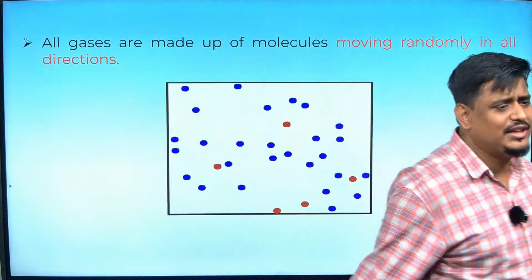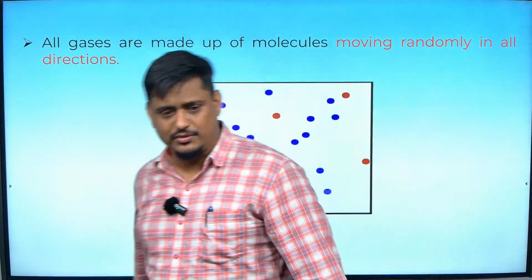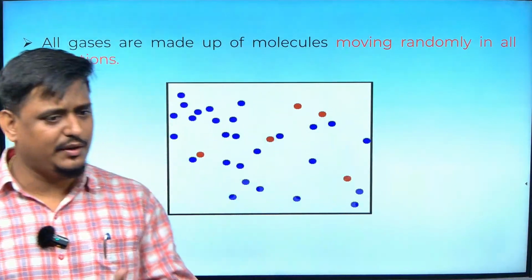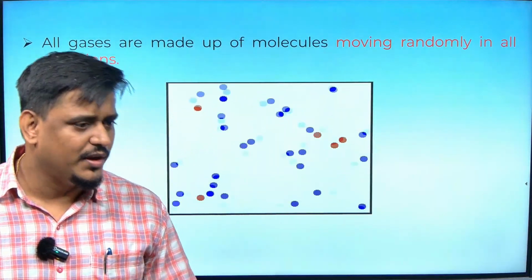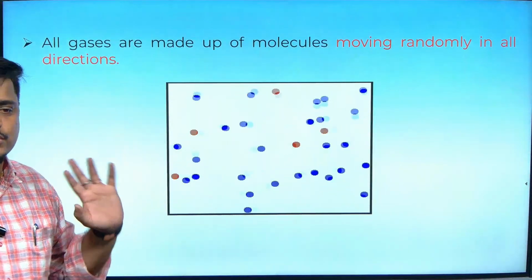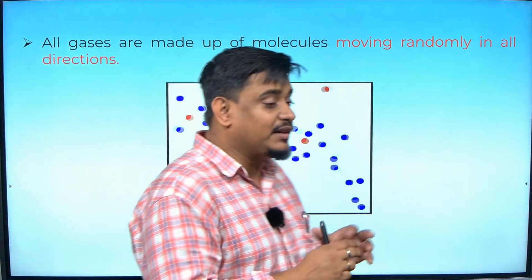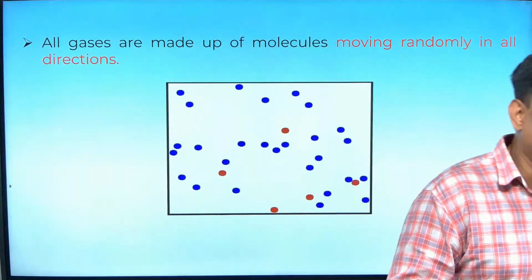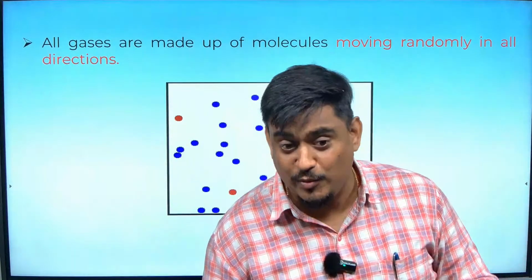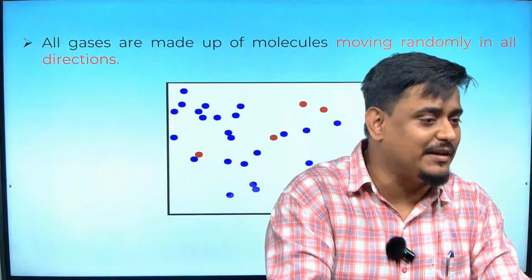I said to you that gas molecules are not like solid molecules, not even like liquid molecules. Liquid molecules are also very far from each other. They're free to move, but not as free as gas. So gas molecules are like this, random motion. It is always said that you can define the volume of a solid, you can define the volume of a liquid, but can you define the volume of a gas? You cannot define it by itself, because gas will occupy the volume where you are keeping it.